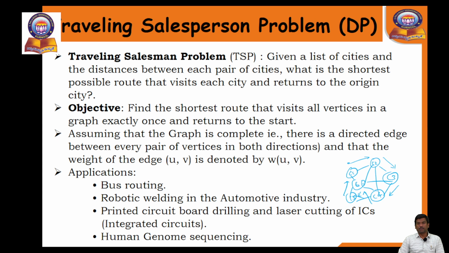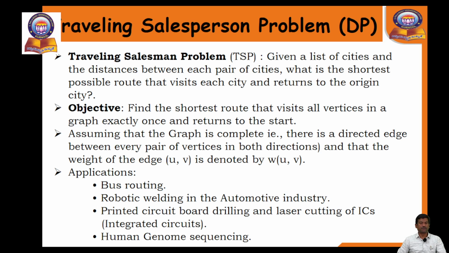And what are the applications of dynamic programming? The applications involve finding the school bus route, and similarly it can also be used in automated robotic welding in the automotive industry, printed circuit board drilling and the laser cutting of integrated circuits. And similarly, the applications can also involve genome sequencing.